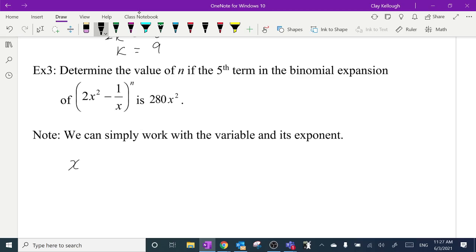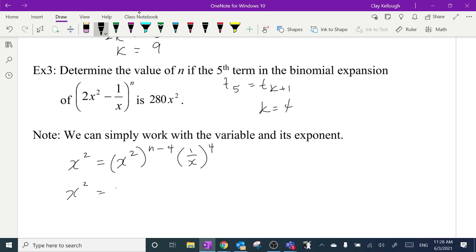x squared is going to equal the first thing, which is an x squared, to the n minus k. But oh, I know k this time. If it's the 5th term, then k is 4. So that's n minus 4, times, and again, I don't care about that -1, I just care that it's 1 over x to the k, and that will give me n, right? So let's see what we can do with that. So that's going to be x squared equals x to the 2 times n minus 4, so 2n minus 8.